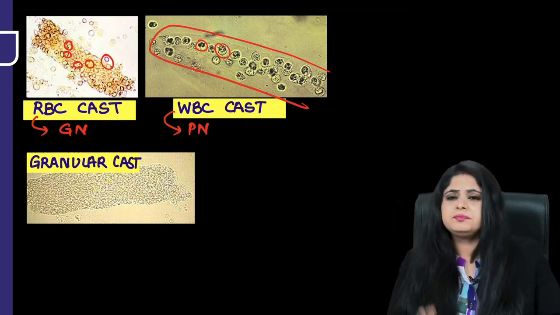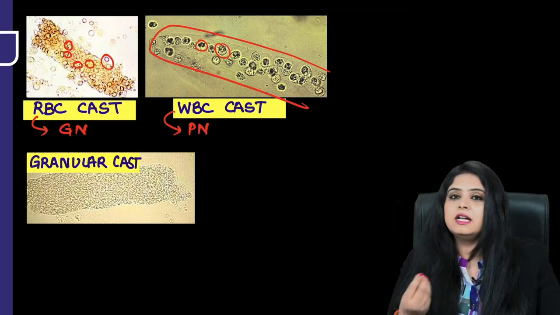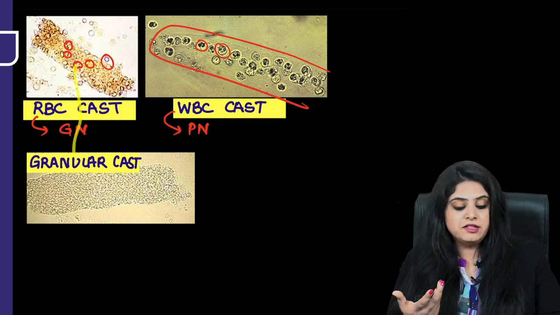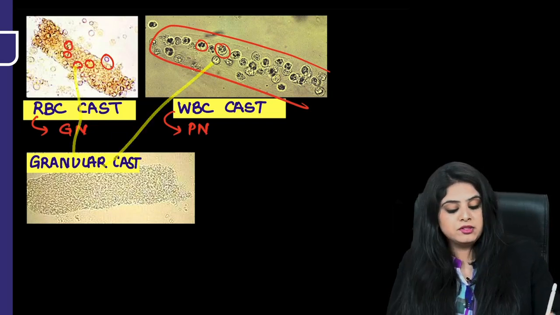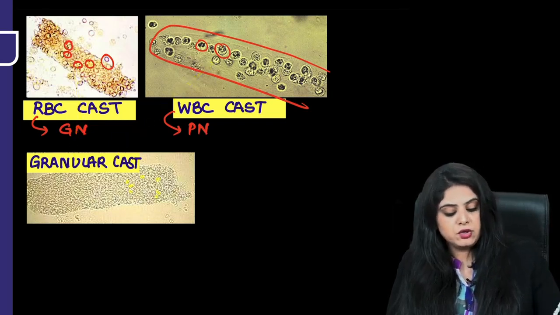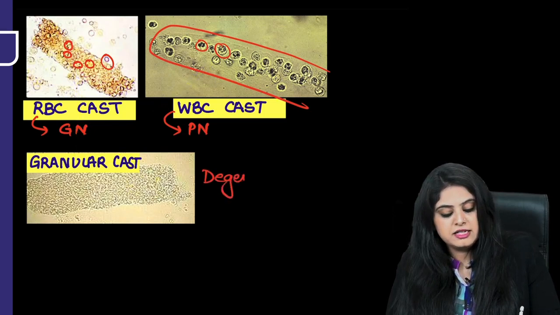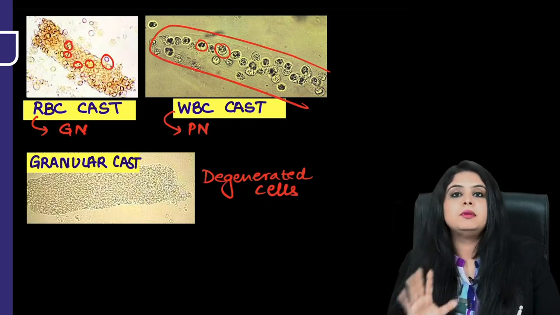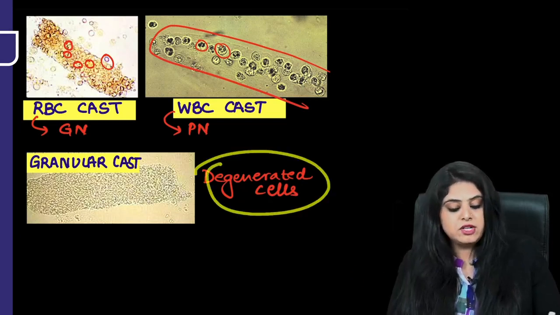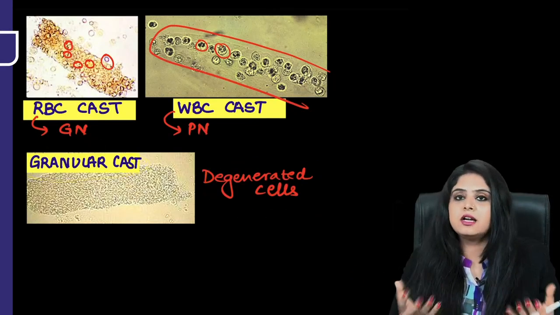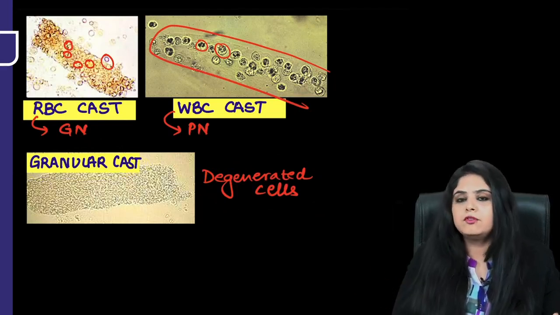And if something was coming out, but now you don't know ki kya tha. Was RBC coming out? Was WBC coming out? Because everything is looking just blurred. This means the cast has basically degenerated. So there is something problematic, but what is problematic I don't know, because all the cells have degenerated, and that is known as a granular cast. Kya karoge? You'll ask for a fresh sample of urine from the patient.